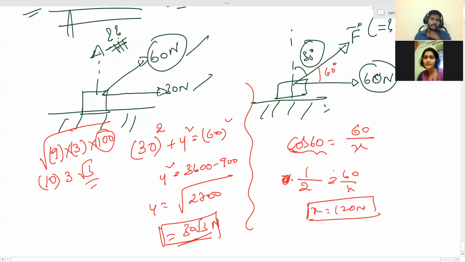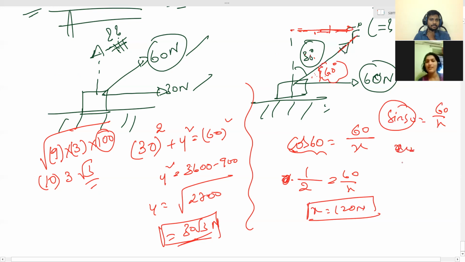Yes, that is correct. You have done it absolutely fine. But what I want to say is use your bit of intelligence. You don't need to take 30 against 60. You know this, right? This one and this one will be equal, the horizontal one. So you can write it also as sine 30 is equal to 60 by x. So x is equal to, what is sin 30? 1/2. Again, you will get the same answer.